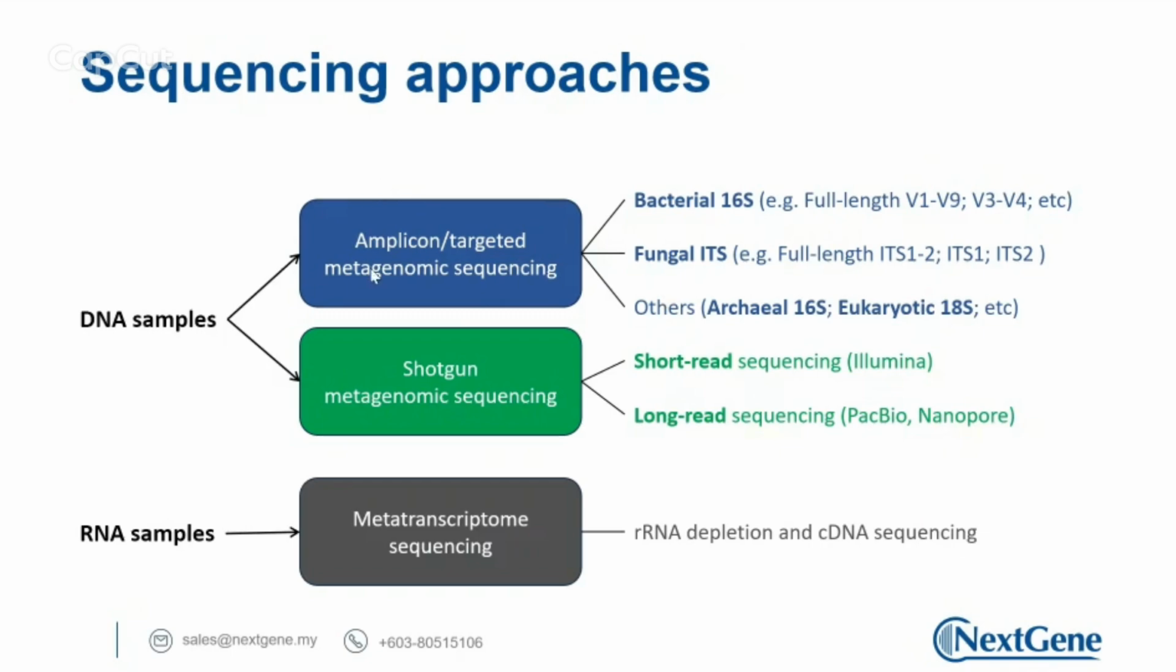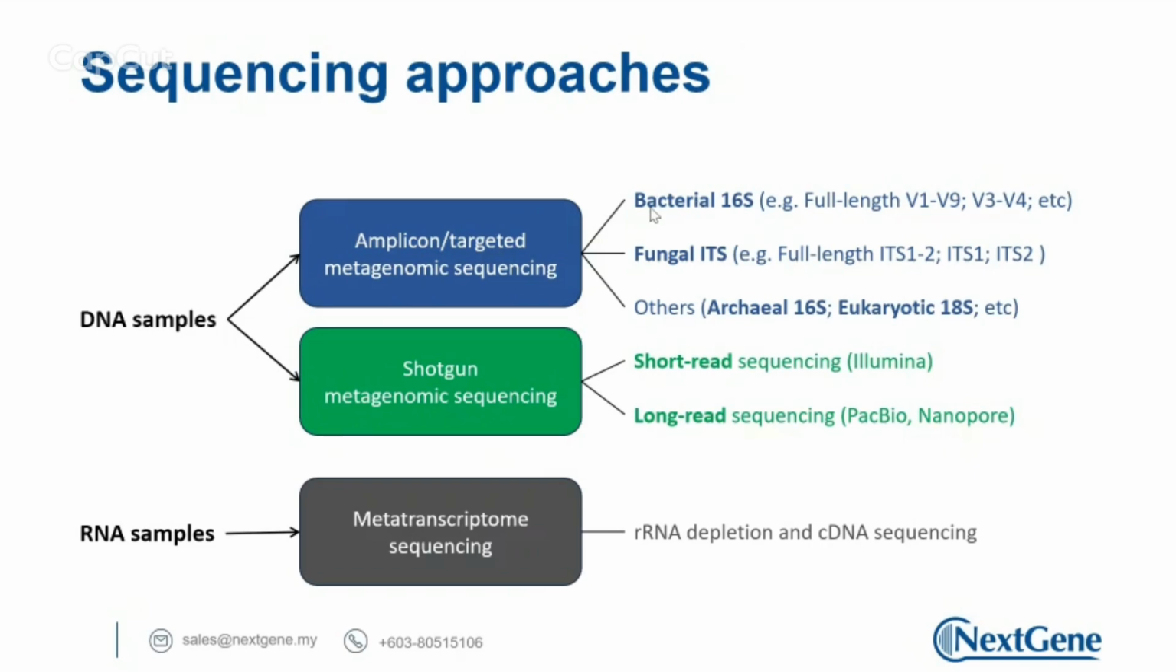Well, a lot of papers will be focusing on amplicon or targeted metagenomic sequencing because it has fewer difficulties in terms of obtaining sufficient samples to proceed with the sequencing. So it depends on what our project goal or study goal is.